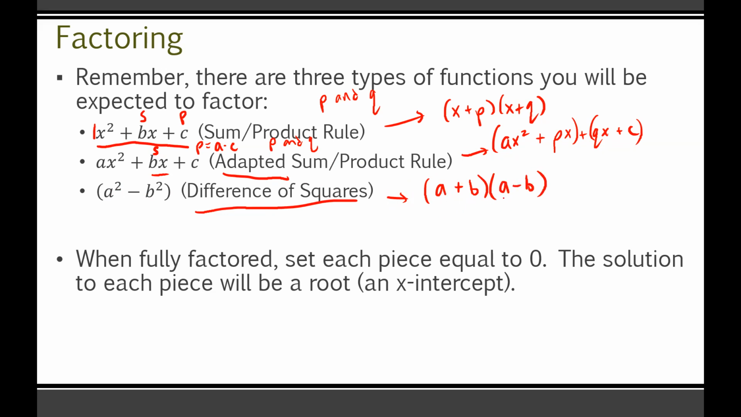Don't forget that step, right? So to factor this, you just take the square root of each piece and multiply the added version times the minus version, basically, just to simplify that down, right? Now, when it's fully factored, just set each piece equal to 0. So like if we looked at this one, for instance, just say, oh, a plus b equals 0. Solve for your missing pieces. The solution to each piece will be a root, or in other words, an x-intercept.